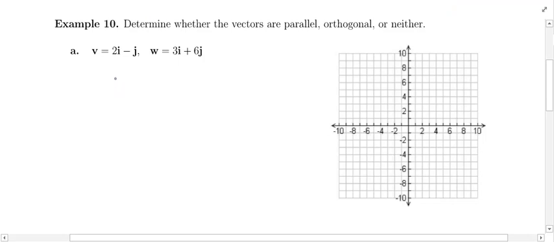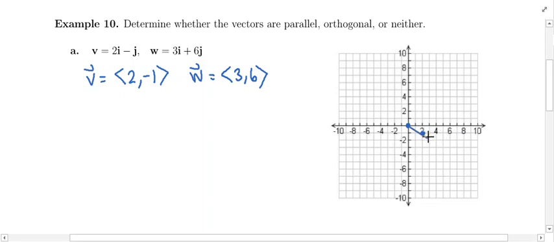We've got vector V, which is 2i minus j, and we've got vector W, which is 3i plus 6j. I'm going to start by writing these in component form. So vector V is 2, negative 1. Vector W is 3, 6. I'm going to graph it out just to get a visual. Vector V has an initial point at the origin and a terminal point at 2, negative 1. So it's a teeny tiny vector.